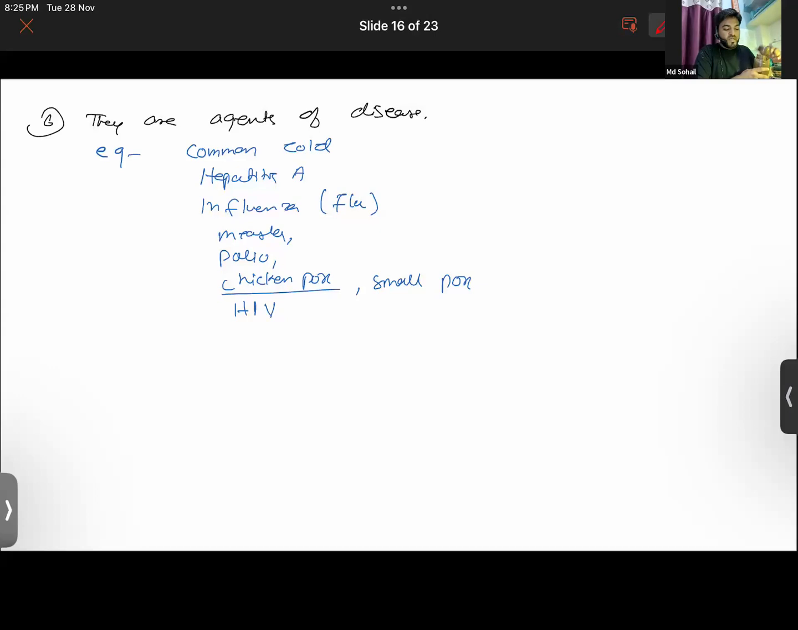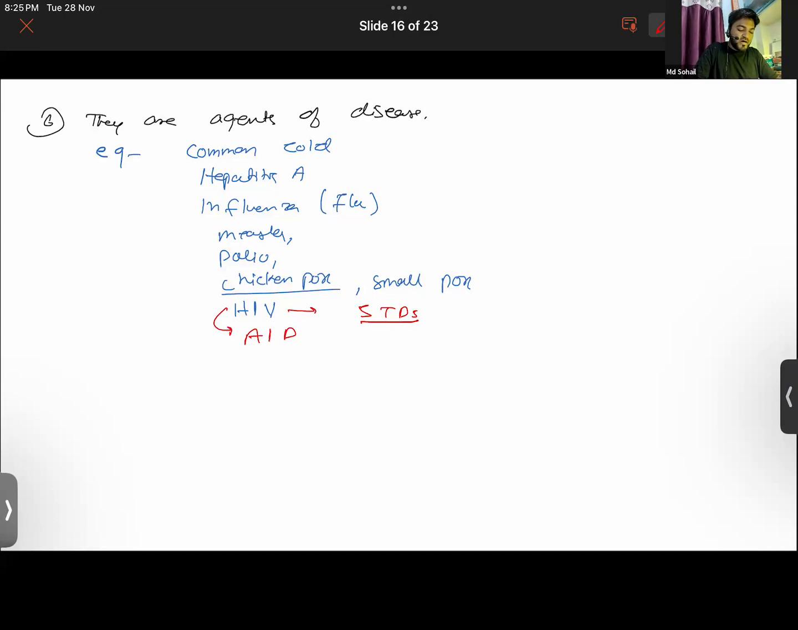And it is a communicable disease, right? You all know chicken pox, smallpox. These are spread from one person to another, right? Okay, HIV. That is also a sexually transmitted disease, right? It is one of the STDs. The AIDS.